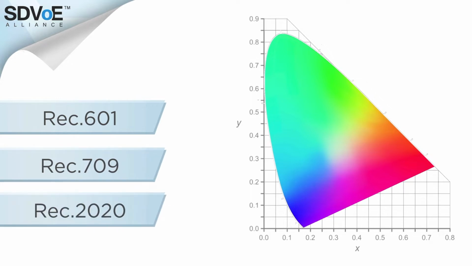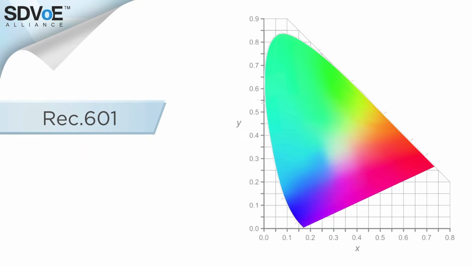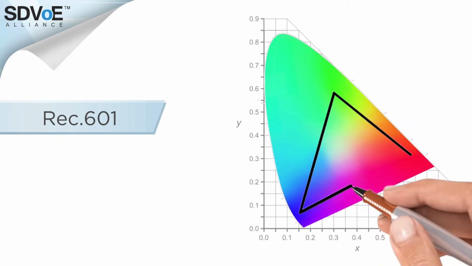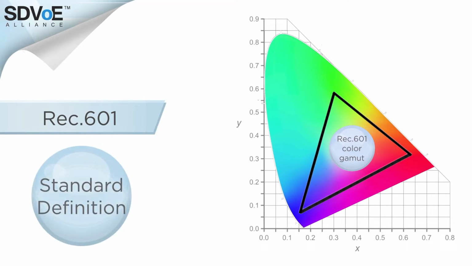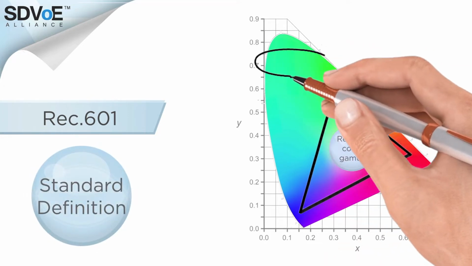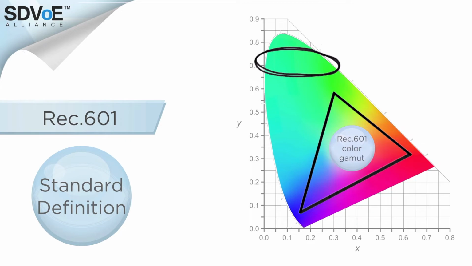We begin with a little history. When standard definition TV first became digitised, the standard used to define the colour space it would use was Rec 601. We can place a triangle at the points representing pure red, pure green and pure blue as defined by Rec 601. The triangle formed between these points is called the colour gamut, and the area inside it shows us all the colours that can be displayed in a Rec 601 system. Any colour outside this triangle cannot be displayed in Rec 601.